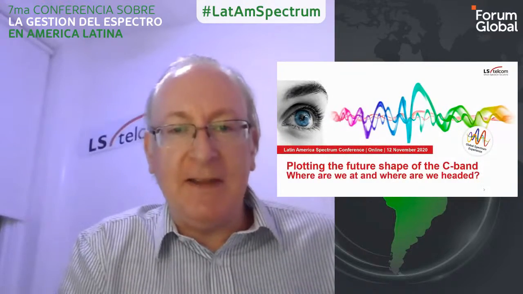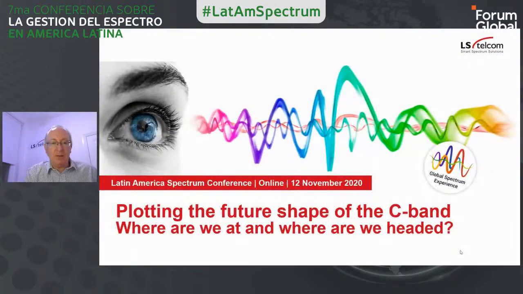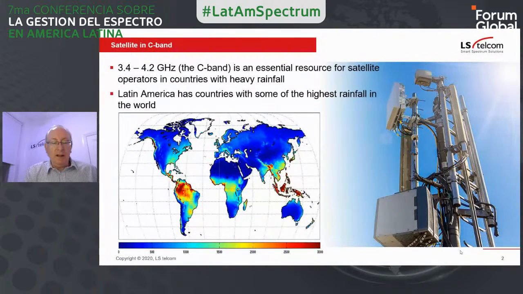So just a couple of slides to set the scene. First of all, C-band, 3.4 to 4.2 gigahertz, is used for satellite services. And it's particularly important in countries where you have the highest rainfall. If you look at the map, which shows rainfall across the globe, we notice that Latin America does in fact have areas with very high rainfall, with some of the highest rainfalls in the world. So clearly, satellite in C-band is an important resource for people living in those rainy parts of the world.